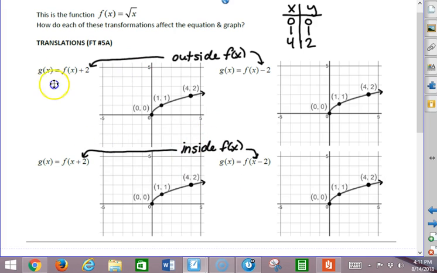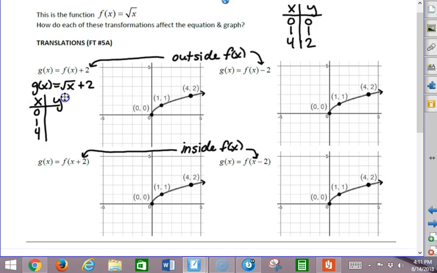So we have here f of x, and we know that f of x is the square root of x, so we say that g of x then is the square root of x plus 2, where we do the square root of x first and then add 2 afterwards. So let's see how this applies to our key points. We can still use 0, 1, and 4 because those give us some nice numbers.